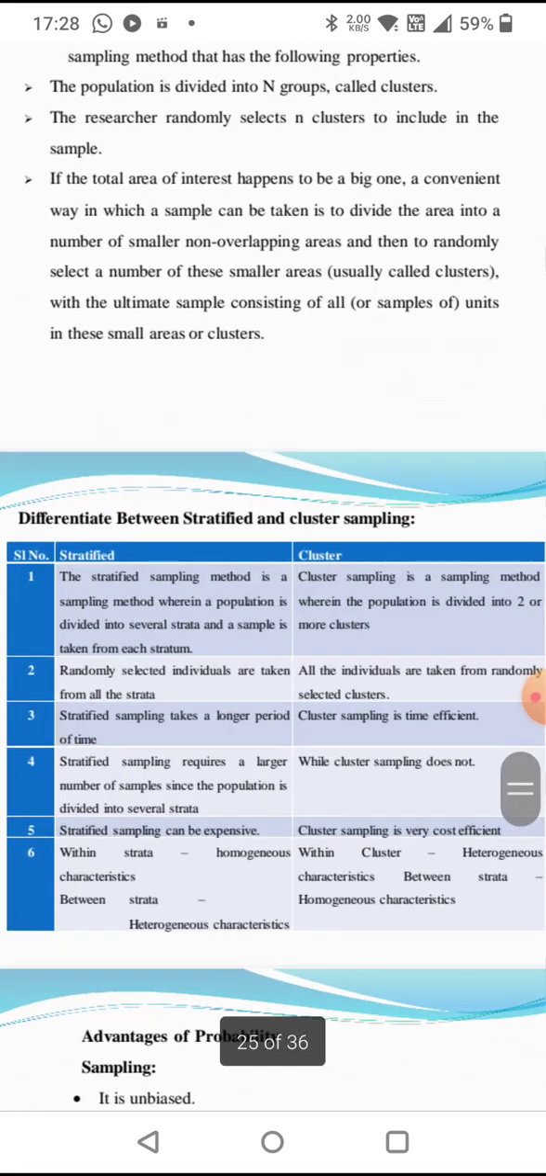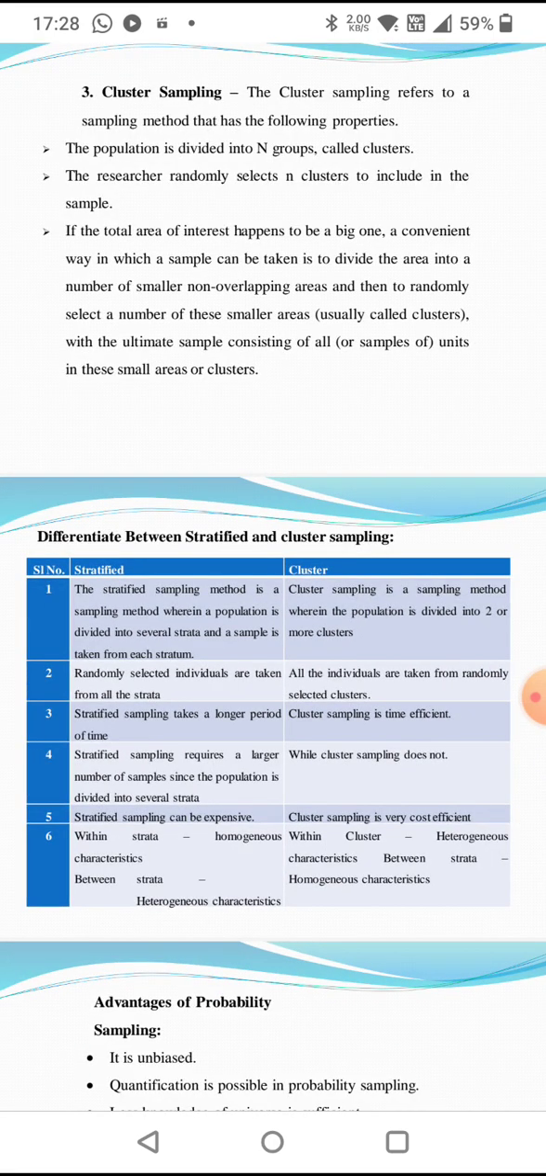Now let us go into the details of the differences between stratified sampling and cluster sampling. The stratified sampling method is a sampling method wherein a population is divided into several strata and a sample is taken from each stratum. Cluster sampling is a sampling method wherein the population is divided into two or more clusters, that is, groups. In stratified sampling, randomly selected individuals are taken from all the strata, whereas in cluster sampling, all the individuals are taken from randomly selected clusters.